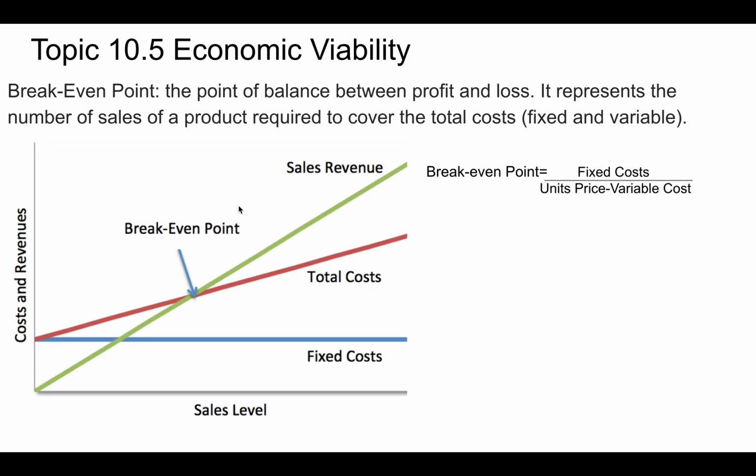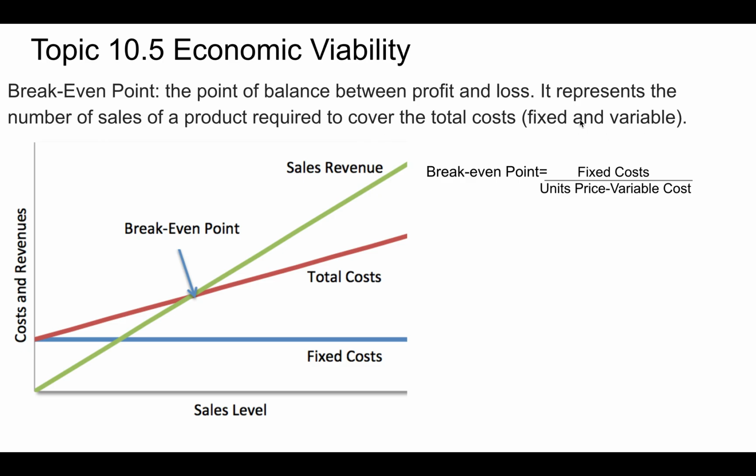Okay, break-even points. Break-even points are essentially when you make the same amount of money as you spend. Okay, and then you want to actually get past that into profit. So it's the point of balance between profit and loss, right? So loss would be considered, for instance, all those costs, and your profit would be the price that you're charging, or the money that you're earning. And it's represented by the number of sales of a product required to cover the total costs, right?